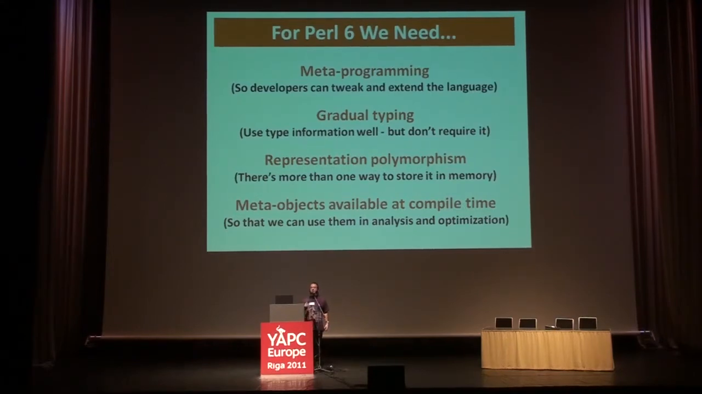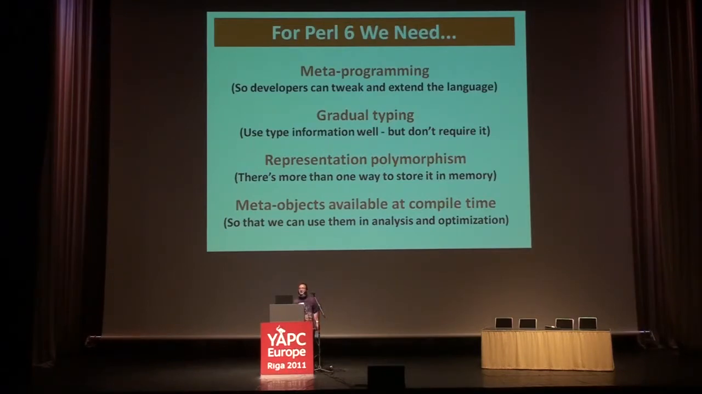Representation polymorphism lets us take a class and say, actually, I'd like to represent it this way in memory instead. And then finally, I realized that we really needed to make sure that all of these objects which describe how things are going to work at runtime, so a meta object is just an object that says what another object's semantics are, are available at compile time.